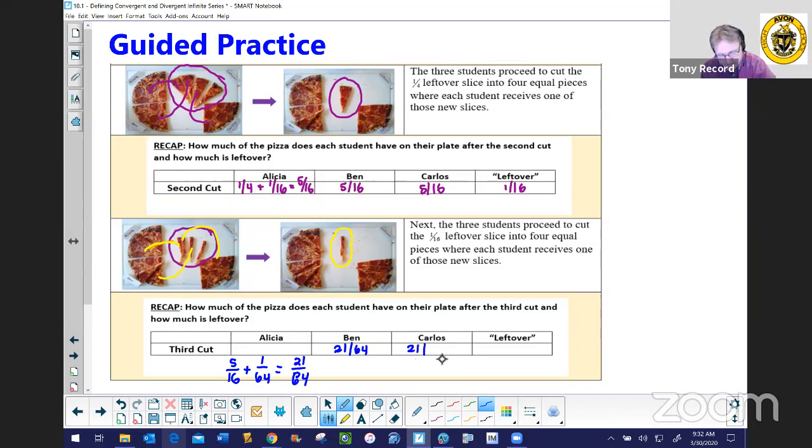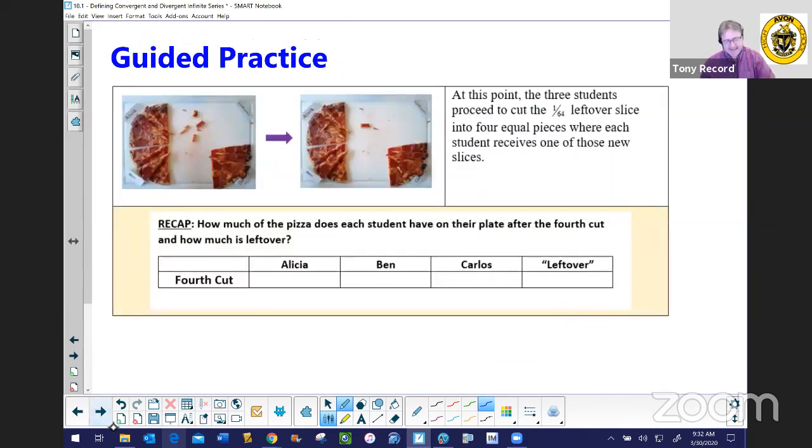And that leftover piece is going to be a 1/64th. It's getting smaller and smaller. It's also getting harder to cut, trust me. So if we move on to the next and final cut, that 64th somehow got cut into 4 very, very small pieces of pizza, and they were distributed among the 3 students again, just kind of stacking them with the other slices that they had.